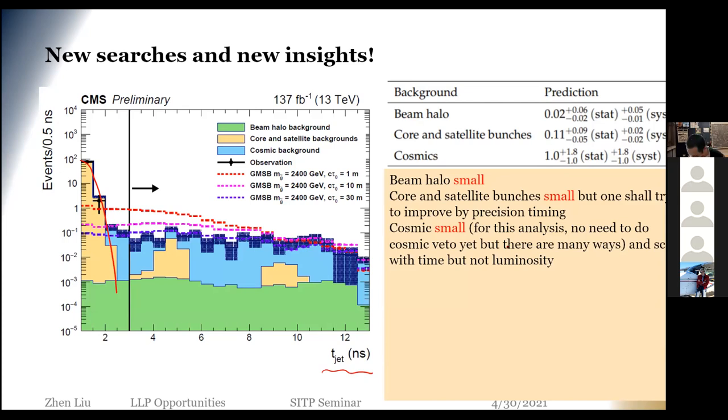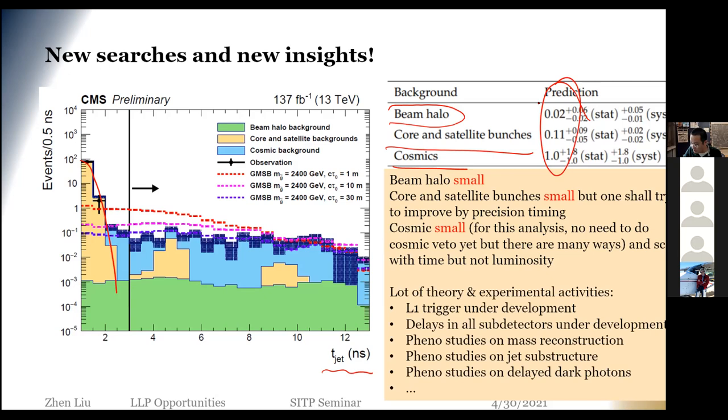And you see non-trivial backgrounds, like a beam halo, that no theorist will be able to estimate. Core and the standard bunches, most of us don't know what it is, but it's really just some bunches that are there with some proton content passing by each other every 5 nanoseconds for the acceleration purposes. And the cosmics only made up about 1 event in total. So for the first time, we show that all those backgrounds are small, and the search hasn't even optimized on suppressing them because there's no need to suppress them any further. So the experimentalists know how to further suppress them if there's a need.